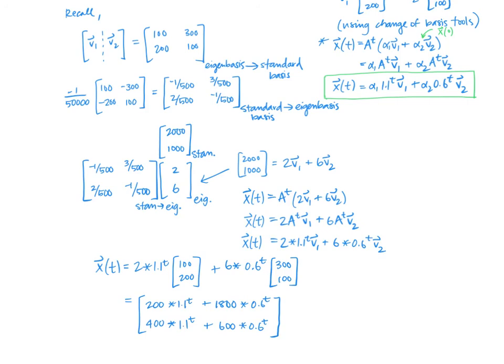Because that was the first component within x of t. And then our second component is going to be 400 times 1.1 to the t, because you're taking 2 times 200, plus 600 times 0.6 to the t, because you're taking 6 times 100. And that's going to be our r of t function. That's the second component within x of t. And we're done. Here's an actual, nice, straightforward formula for that very first problem that we had such difficulty finding a pattern in. And it all hinged on us being able to express this as a change of basis, moving into the basis of eigenvectors.